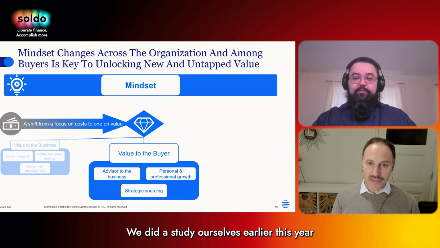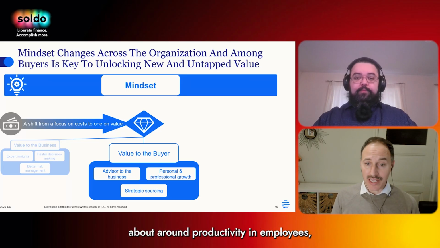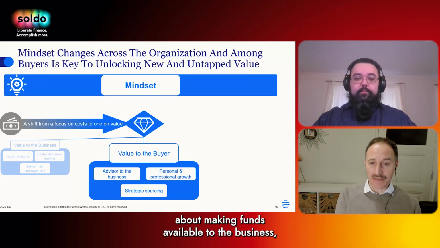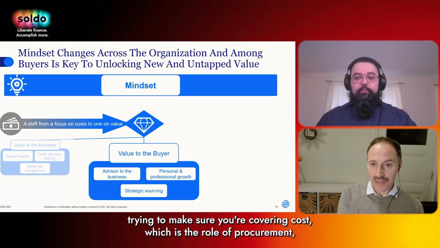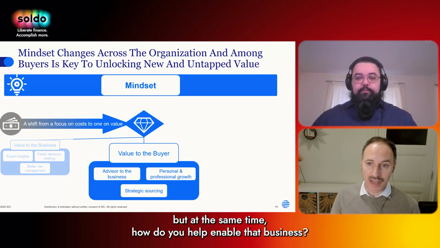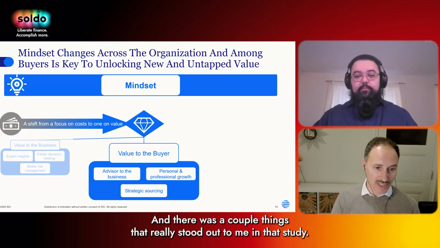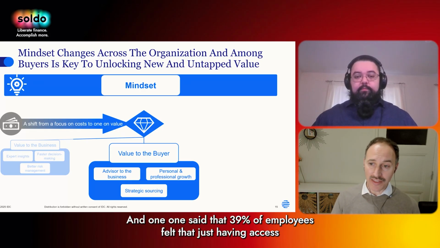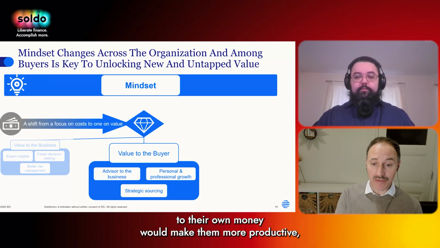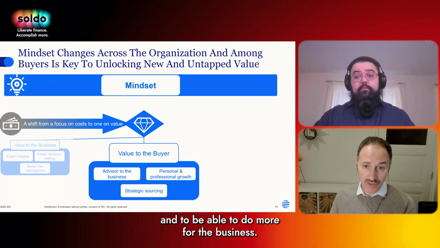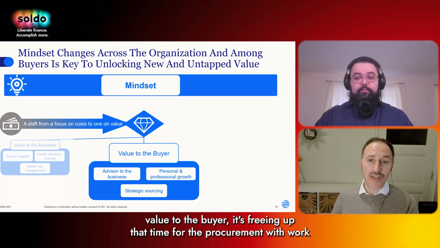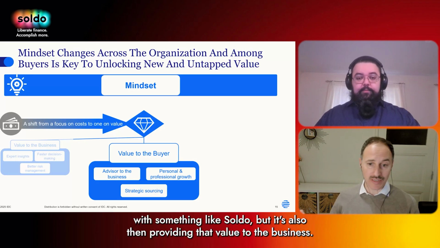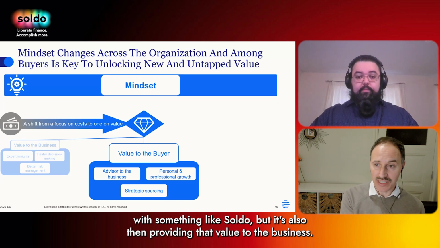We did a study ourselves earlier this year around productivity and employees. And we saw that about making funds available to the business. Like you're saying, if you're stuck there doing spreadsheets, trying to make sure you're covering costs, which is the role of procurement, but at the same time, how do you help enable that business? And there were a couple of things that really stood out to me in that study. One said that 39% of employees felt that just having access to their own money would make them more productive to be able to do more for the business. So if we look at that through that lens of value to the business, value to the buyer, it's freeing up that time for procurement with something like Solo, but it's also then providing that value to the business.